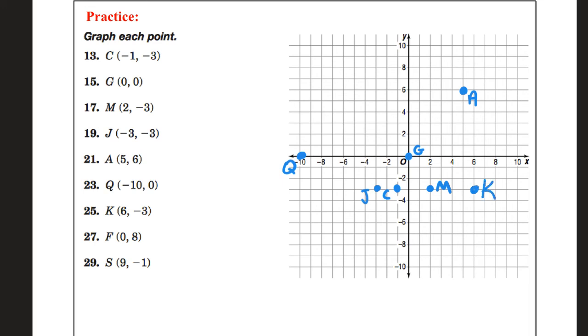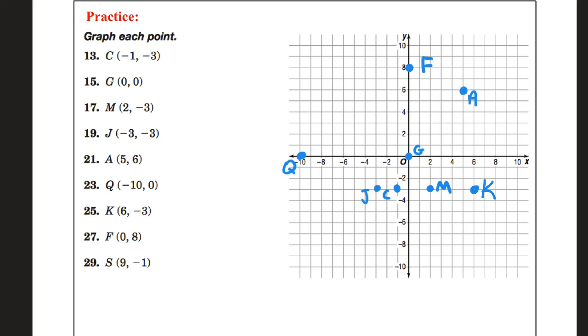It's a good idea to label these right away. Sometimes when you do an activity like this, you'll plot all the points, and then you're going to forget which one's which. For F, 0, so I'm not going to move at all left or right, and I'm just going to go 8 up. So it's going to be right on the y-axis, point F. I didn't move left or right at all because the x value is 0. An x value of 0 is on the y-axis, just like a y value of 0 is on the x-axis.